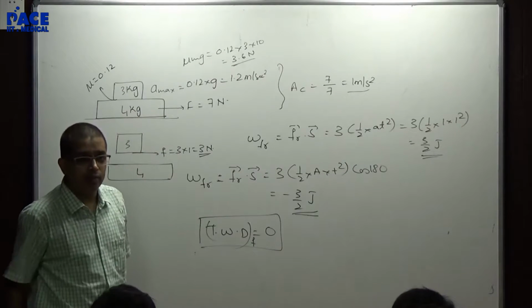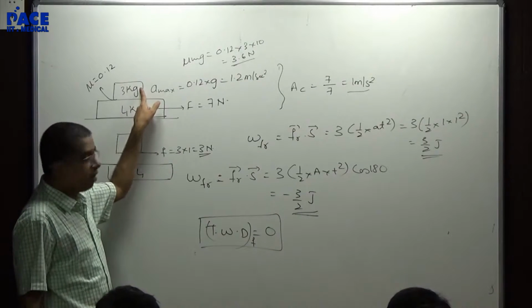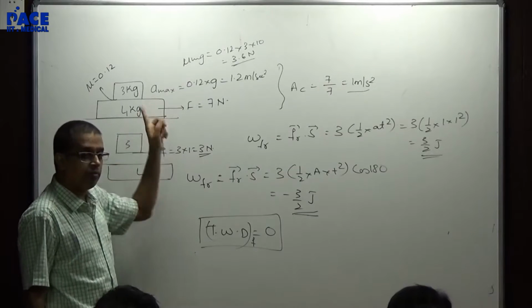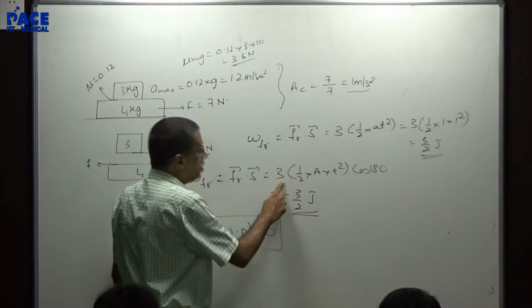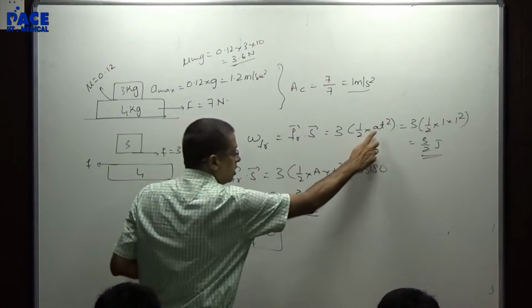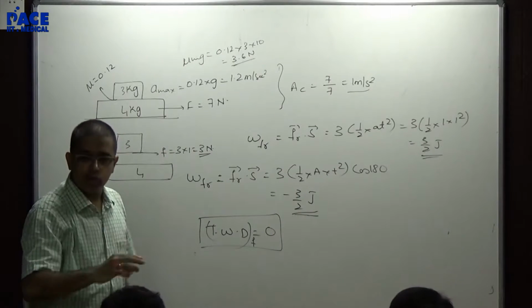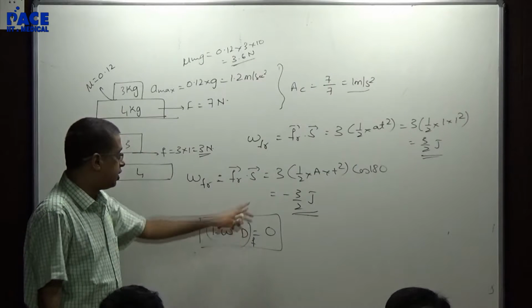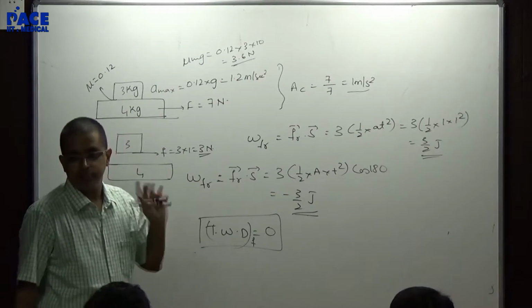Suppose they are not moving with common acceleration, then for sure the work done by friction on the 3 kg block and 4 kg block will not be the same, because the value of friction may be the same because they should be equal and opposite, but then acceleration of both will not be the same. So work done will be different. When both the blocks are moving with common acceleration, net total work done by friction will be 0.